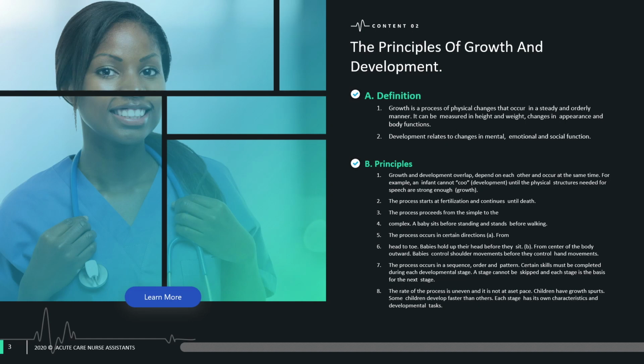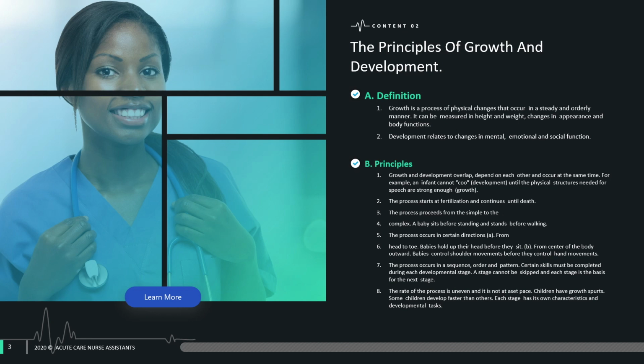A. Definition. Growth is a process of physical changes that occur in a steady and orderly manner. It can be measured in height and weight, changes in appearance, and body functions. Development relates to changes in mental, emotional, and social functions.